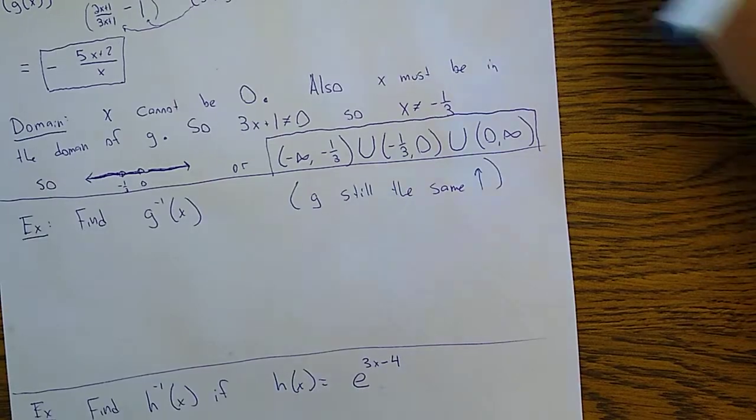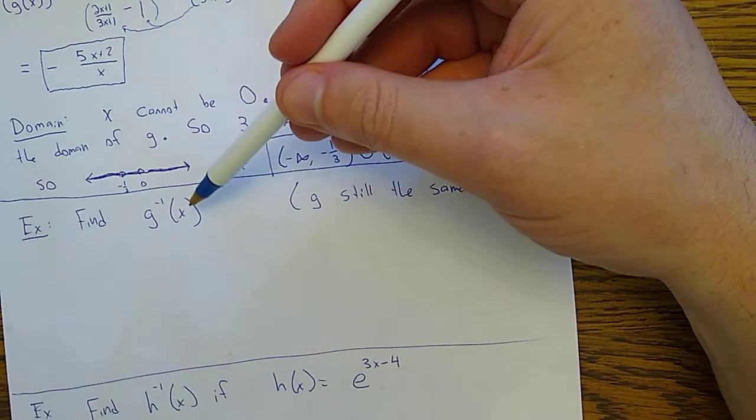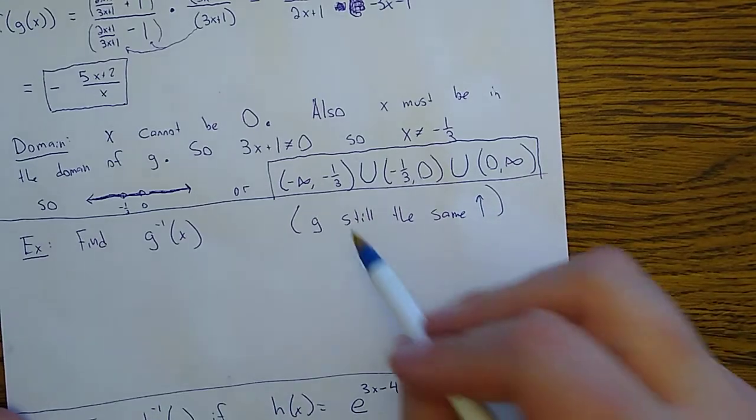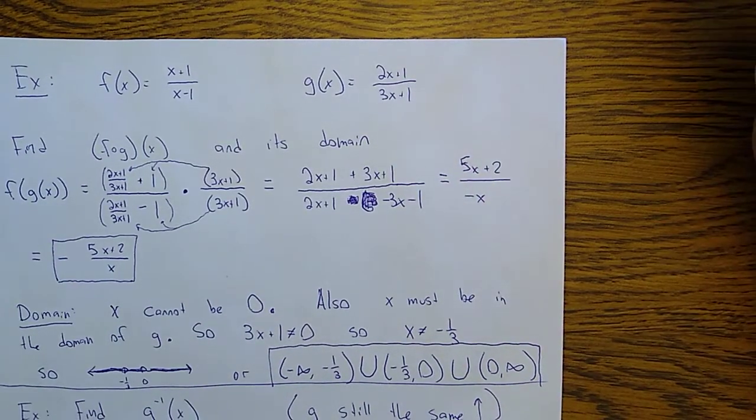Now, why don't we just do the next one? The next one is to find an inverse function. So I'm going to find g inverse of x, where I'm just going to use the same g from before. It's this g, 2x plus 1 over 3x plus 1.